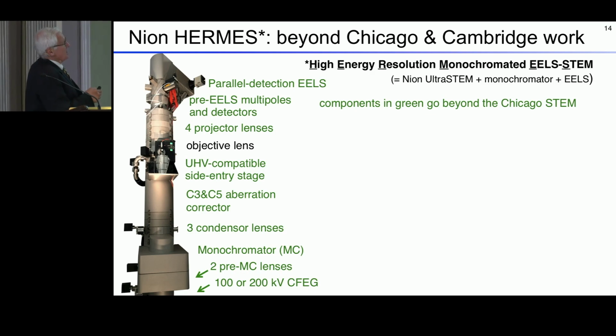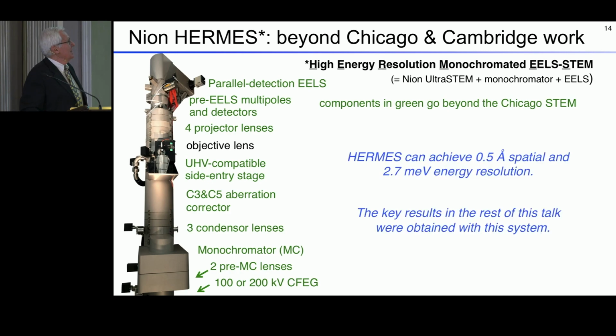Whatever is shown in the schematic in green goes beyond what Albert Crewe did. So there's been some fundamental improvements all around. The objective lens hasn't changed much, symmetric condenser objective, but that's about it. And all of these things together can get you a half angstrom diameter probe, so half angstrom spatial resolution, 2.7 milli-electron volts energy resolution. And all the results in the rest of this talk, except for one, were obtained with this microscope.